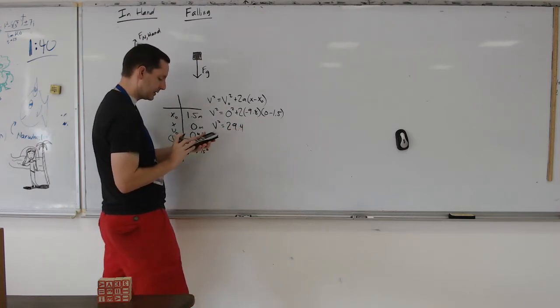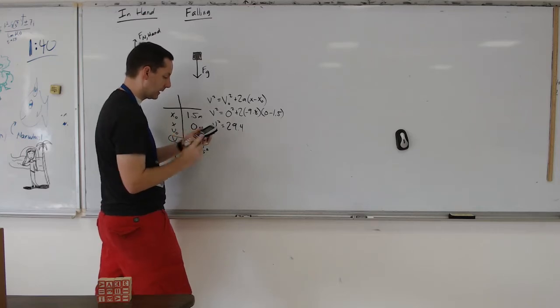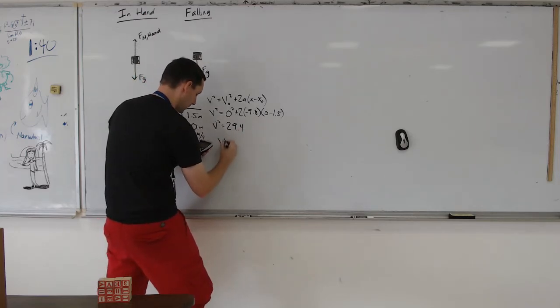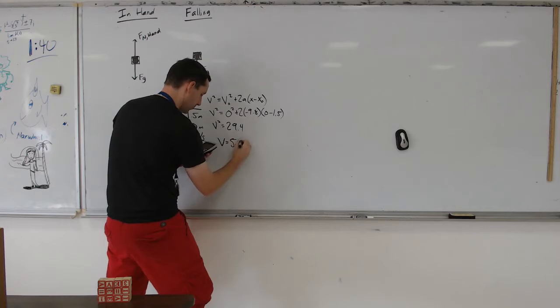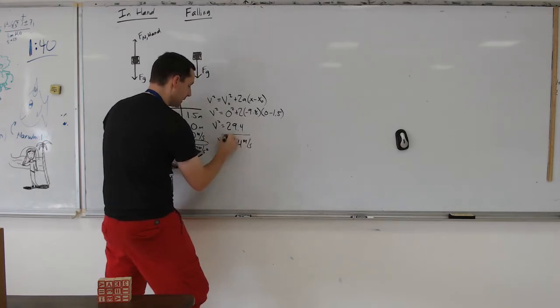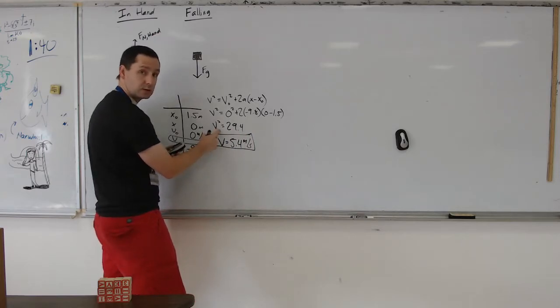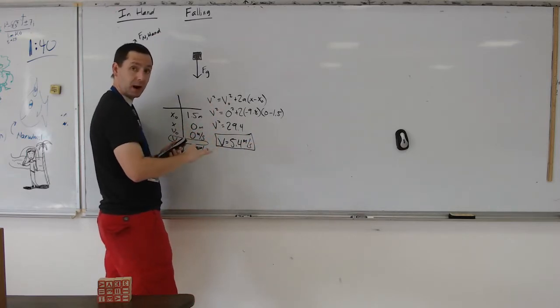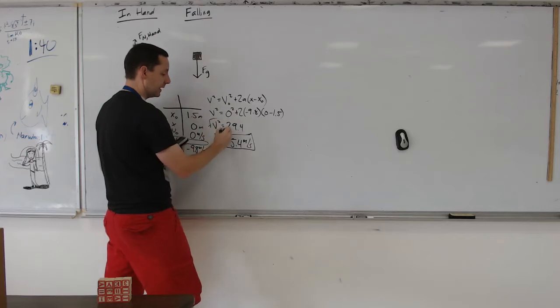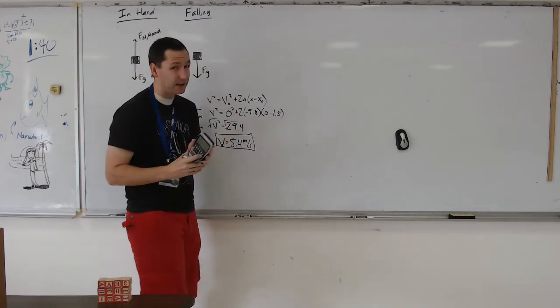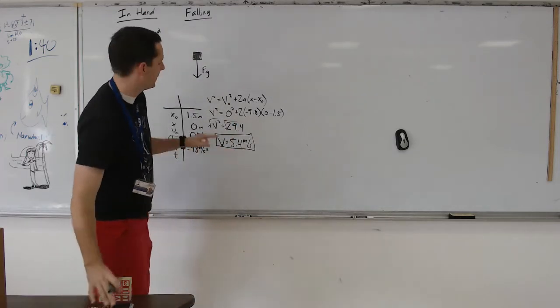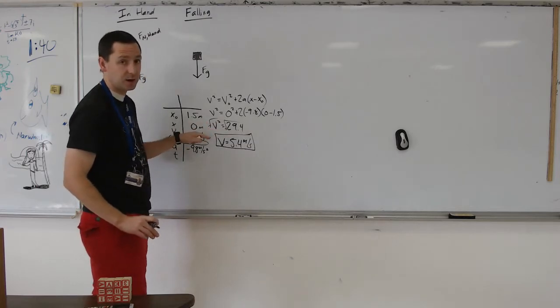I am going to need to take the square root of that, and when I take the square root, I end up getting 5.4 meters per second. Now it is a velocity. Because I took a square root, it should be plus or minus. Anytime you take that square root, the answer should be plus or minus. Your calculator won't tell you that, but you know that anytime you take the square root, it's plus or minus.